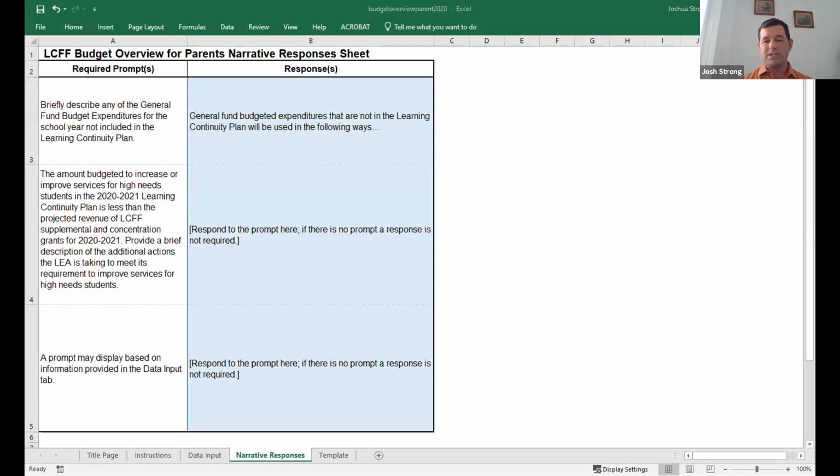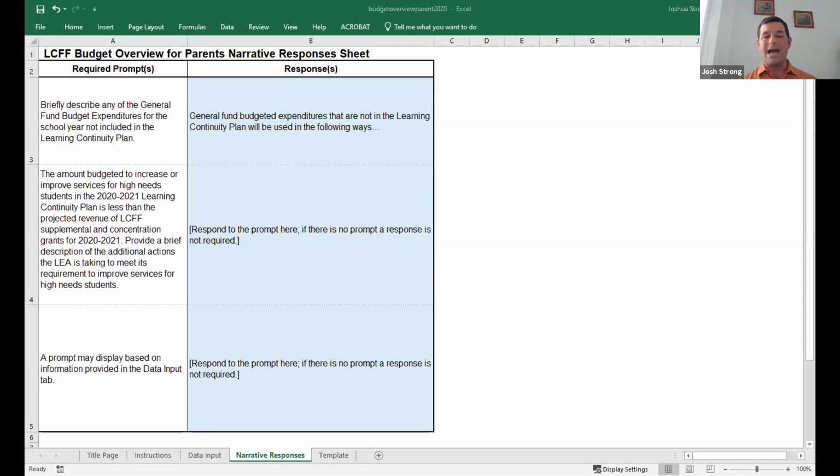And this is in part because the learning continuity plan, with its focus on how the LEA is providing its educational program in light of the needs that have surfaced around COVID-19, provides the possibility that an LEA might not have all of the actions and services that are increasing or improving for high needs students within the planning document itself. And so to account for that, LEAs are provided the opportunity to address how it is that they're meeting this requirement.